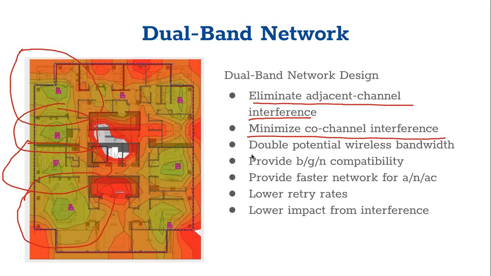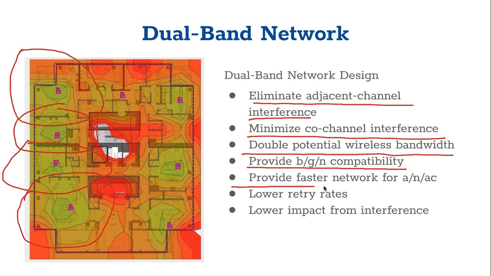Because we're providing both 2.4 and 5 gigahertz connectivity, we have doubled our potential wireless bandwidth. We've also provided B, G, and N compatibility for those 2.4 gigahertz only devices. My little cheapo blue R1 HD is going to walk into this building. It's going to work fine. It's not going to be super fast, but it will work. I will still have access to Wi-Fi.